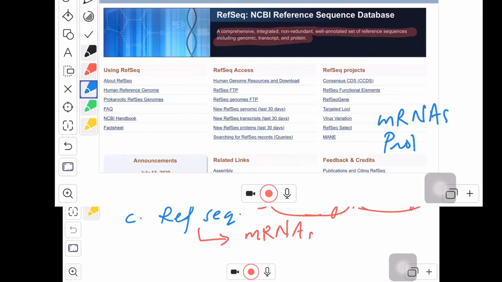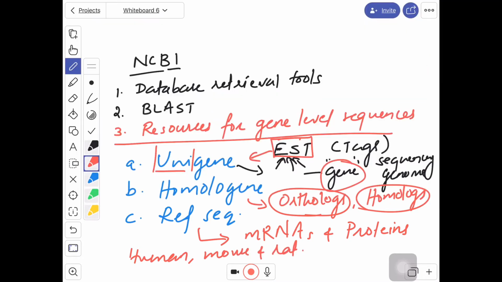RefSeq is a curated database of mRNAs and proteins. These are the mRNAs and proteins of organisms like human, mouse and rat. RefSeq is a database which has information of mRNA and protein of different organisms. HomoloGene tells us about orthologs and homologs, and UniGene tells us about ESTs belonging to a particular gene.